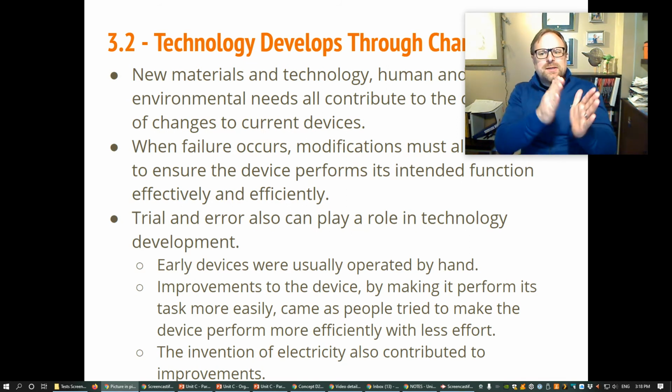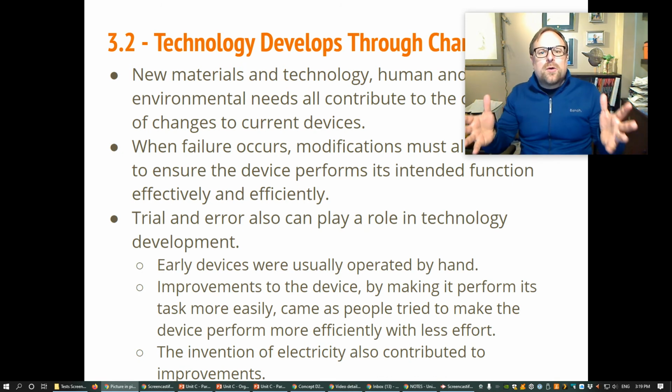So sometimes science feeds technology, right? We learn how electricity works. That feeds us, Tesla and alternating current feeds us into using alternating current in our homes because it's way easier to work with. Or technology feeds science.